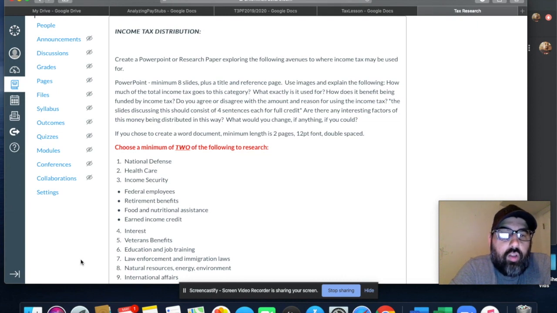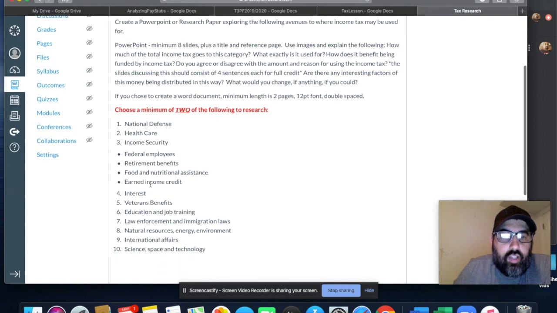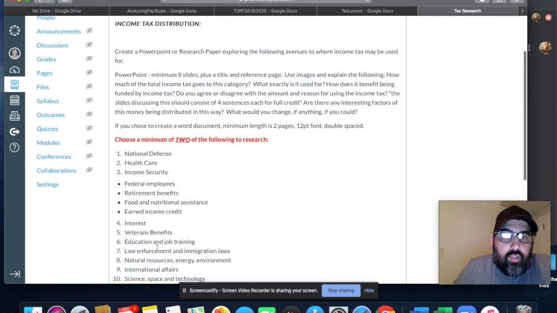Now, what I'm really looking for is I want you to pick, and you can pick 2, you could pick 3, you could pick 4 different categories if you want. Whatever is going to be easiest for you. And I've included these 10 categories right here. So, like I said, if you want to use just one and do all of your research on just that one, that's fine. If you want to do multiple looks at it, that's fine as well.